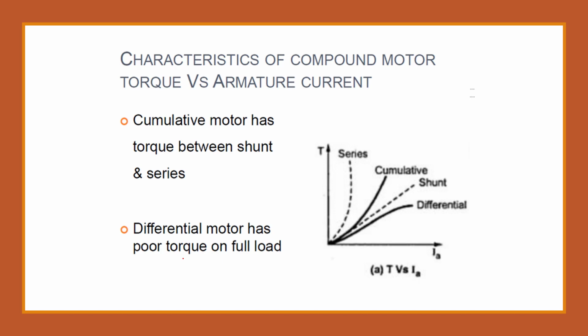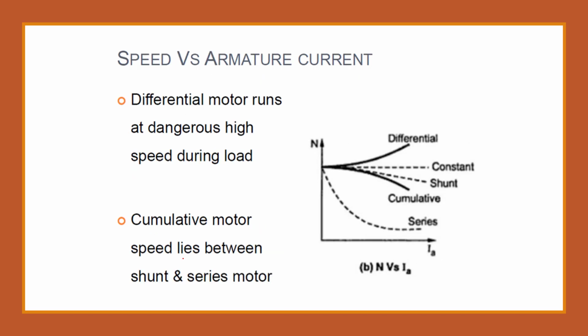But if you see the series motor, for very minimum current it is able to attain the maximum torque. So the series motor is called a high starting torque machine, a high torque capability machine. But the speed is not constant in the series motor. The differential motor will have a poor torque on full load condition.